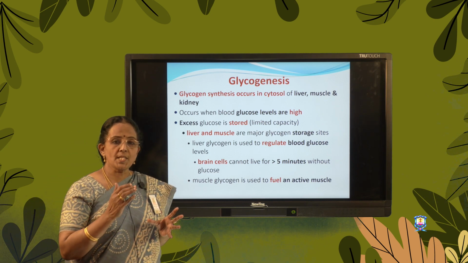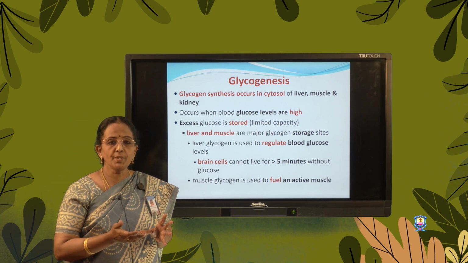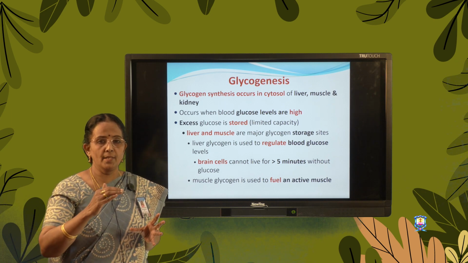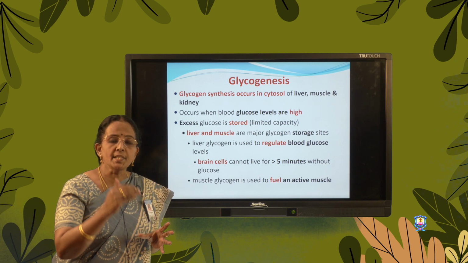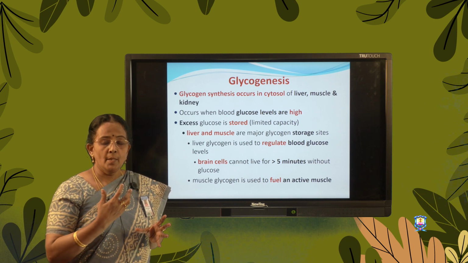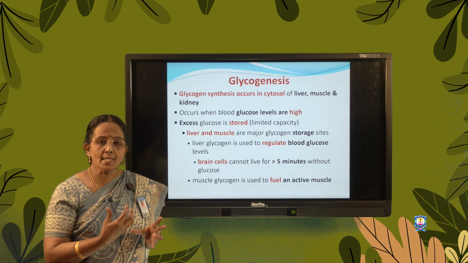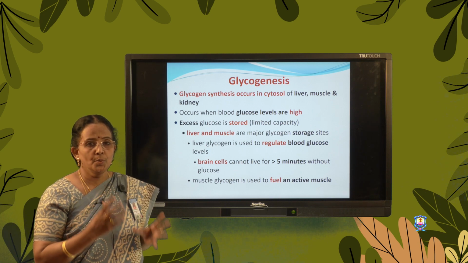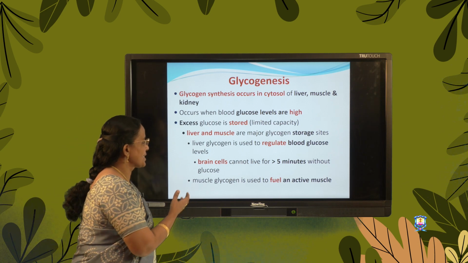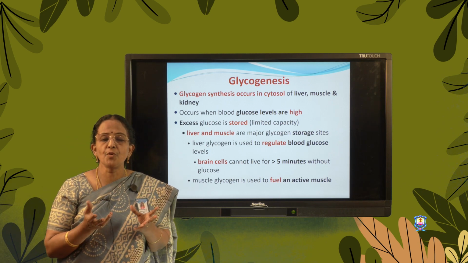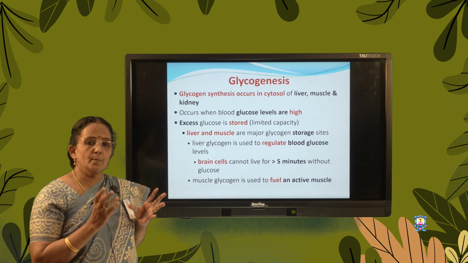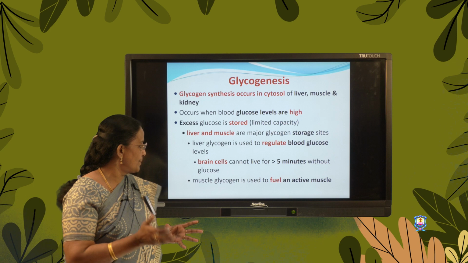Whenever glucose level falls, the glycogen breaks down in the liver, comes out of the liver cells and brings the glucose back to the normal level. In the same way, whenever glucose level increases in the blood, the liver cells take up all the excess glucose and convert it to glycogen. And what is the need to maintain the blood glucose level? For example, brain cells cannot live even for 5 minutes without glucose. So the blood glucose level should be meticulously maintained.